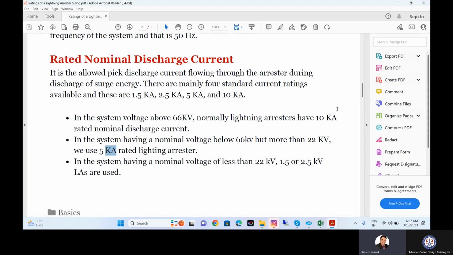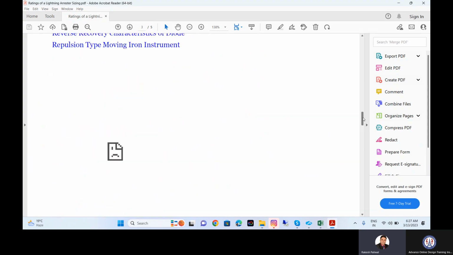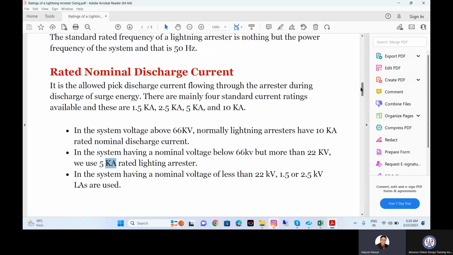One more thing regarding LA: in general, LA is used before the transformer also. There is a meter installed which indicates green if leakage current is flowing and the LA is okay, and if it is red, then the LA is not okay. In the normal case, leakage current flows continuously through the LA.